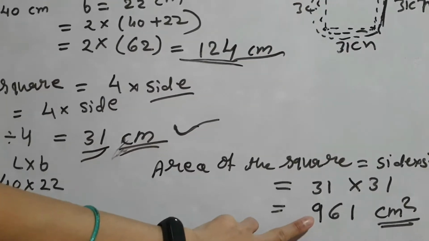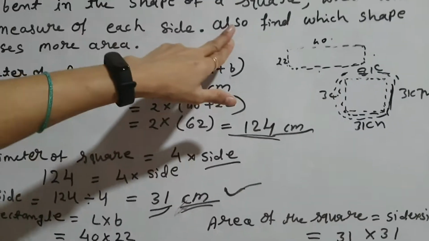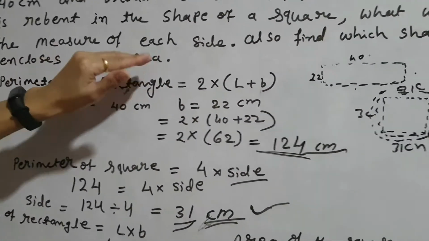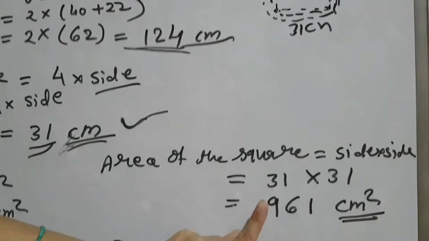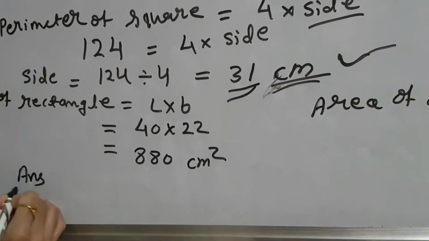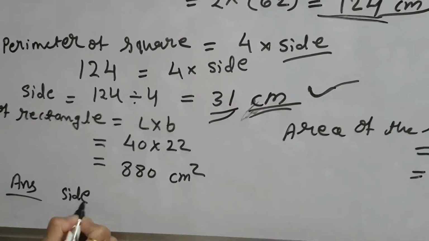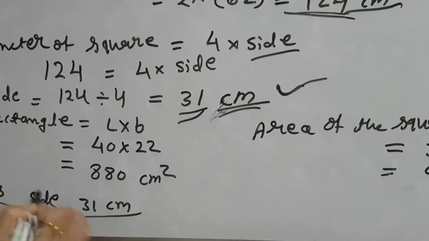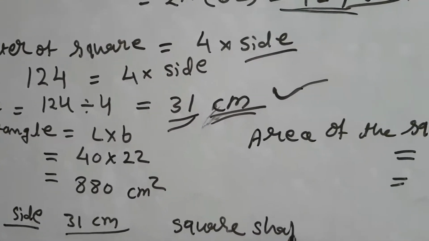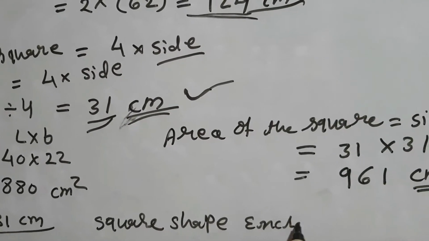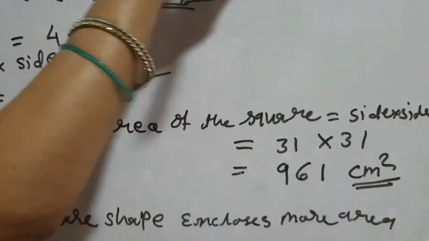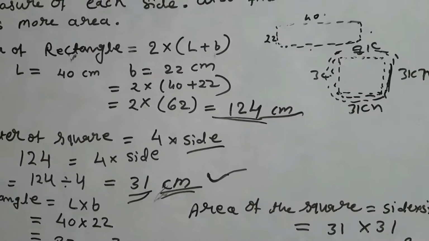Now find out which area is bigger. 880 is less than 961. So what is the answer? Also find which shape encloses more area. So the square shape encloses more area. This is bigger, this is less. So the answer is: the side we have found is 31 centimeter, and the square shape encloses more area than the rectangle shape. So this is the answer.